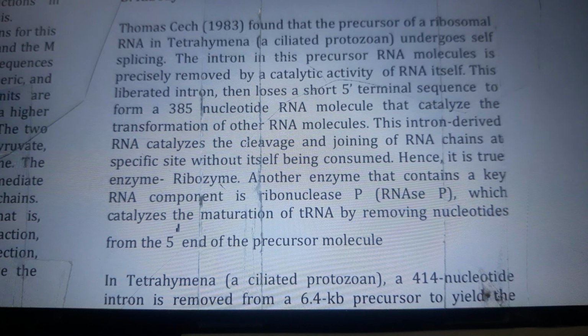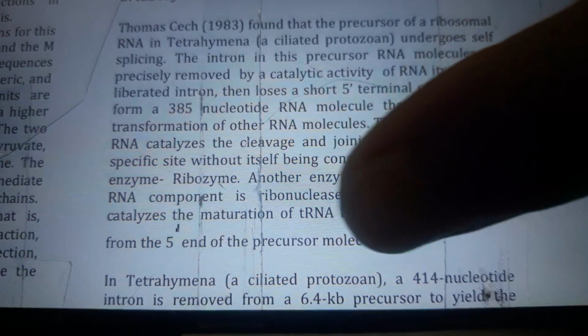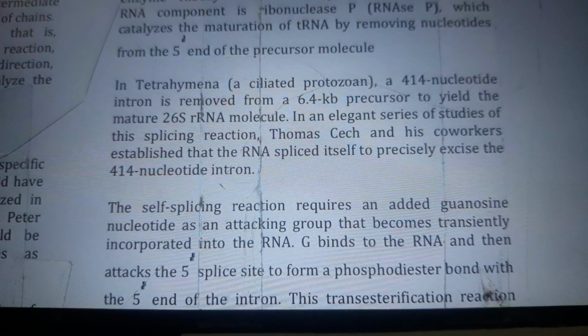The intron-derived RNA catalyzes the cleavage of joining RNA chains at specific sites without itself being consumed. Hence, it is a true enzyme, a ribozyme. Another enzyme that contains a key RNA component is ribonuclease P, RNase P, which catalyzes the maturation of tRNA by removing nucleotides from the 5' end of the precursor molecule.